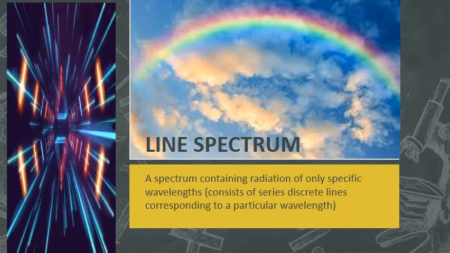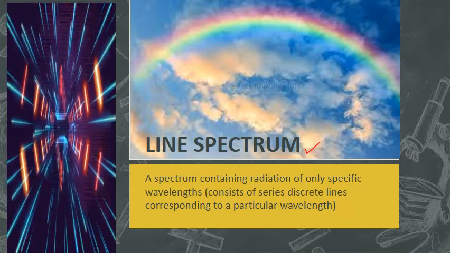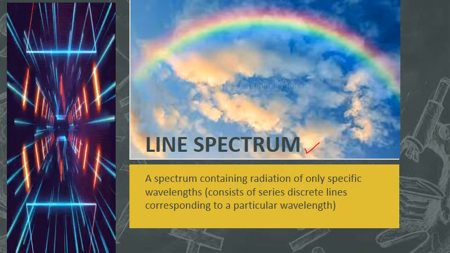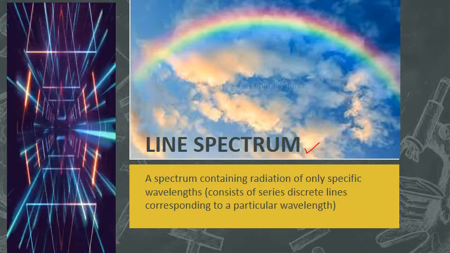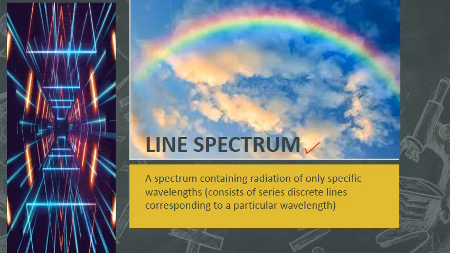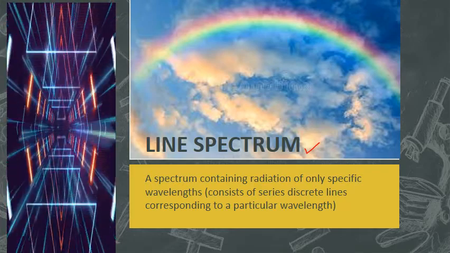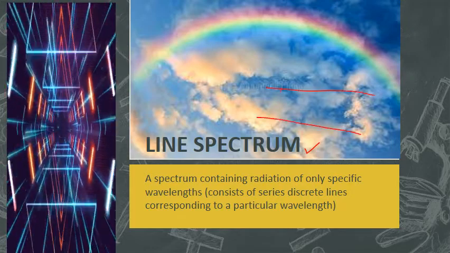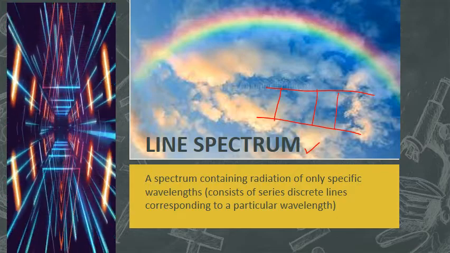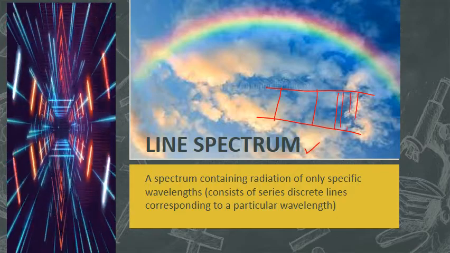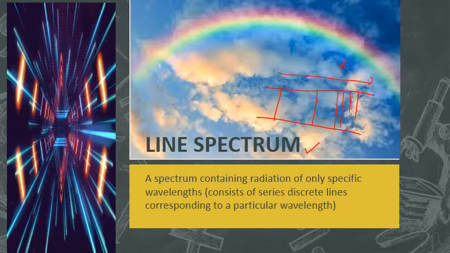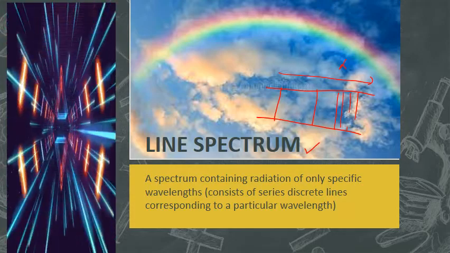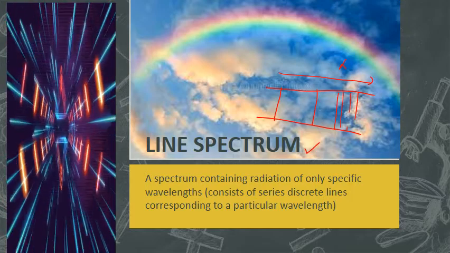Go into details, the line spectrum, the definition. Line spectrum is a spectrum containing radiation of only specific wavelength, which consists of series of discrete lines corresponding to a particular wavelength. Maksudnya kita ada line spectrum di sini, ada line and a line macam tu. So this line ada dia punya specific wavelength, and also nanti dia punya specific energy.